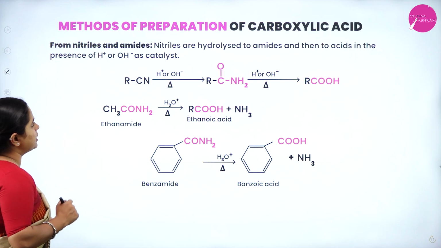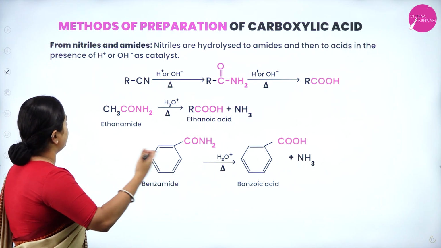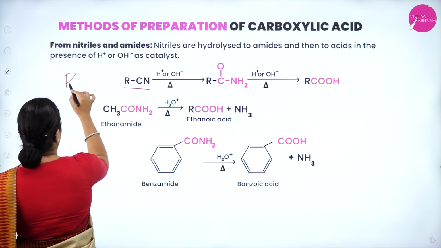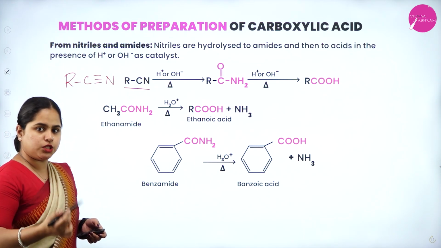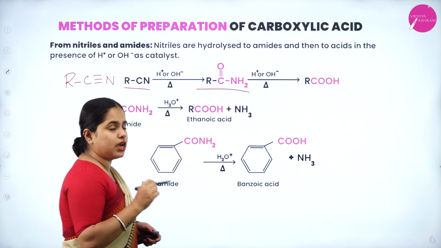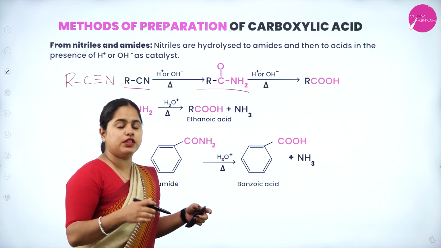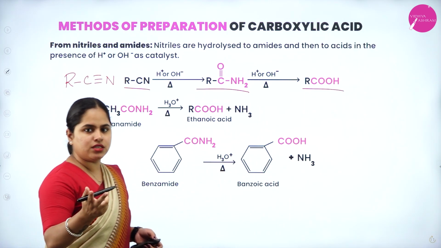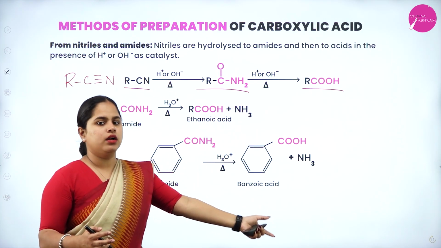Next one is from nitriles and amides. Nitriles are hydrolyzed to amides and then to acids in the presence of H plus or OH minus as catalyst. So this RCN, R C triple bond N, which is called a nitrile, in the presence of H plus or OH minus, first forms an amide, that is RCONH2. The amide further reacts with H plus or OH minus to form carboxylic acid. So 2 steps we studied from nitrile. First it will form the amide, then from the amide it will form the carboxylic acid.